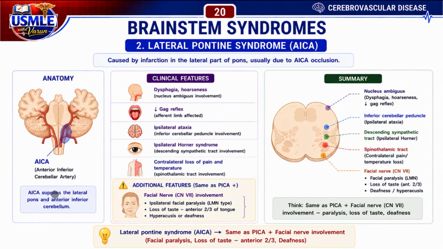This artery supplies the lateral pons and the anterior inferior cerebellum. So the features that are seen in this patient include facial nerve involvement. So facial nerve involvement could be associated with ipsilateral facial paralysis, usually of lower motor neuron type. There is loss of taste sensation in the anterior two-thirds of the tongue because of involvement of the facial nerve, and usually the chorda tympani provides sensory taste innervation to the anterior two-thirds of the tongue.